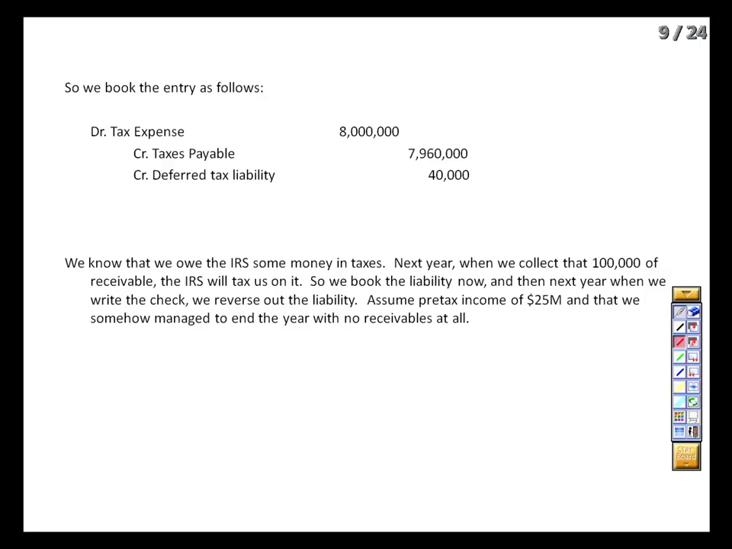Now, let's fast forward to next year. Let's say things are better now, and we've got pre-tax net income, in this case, of $25 million.